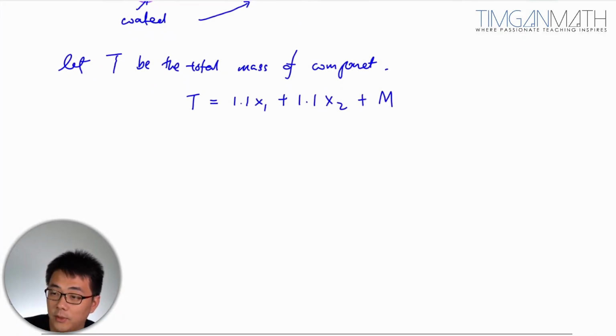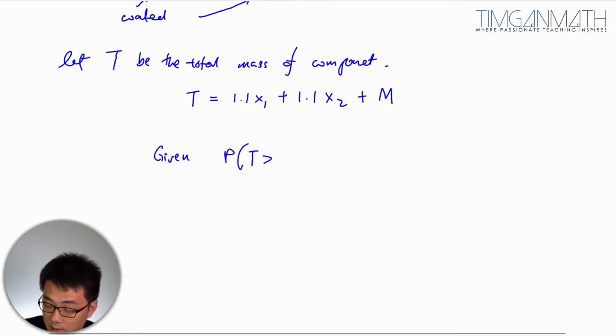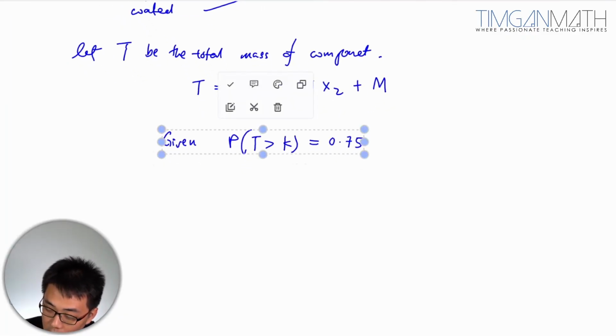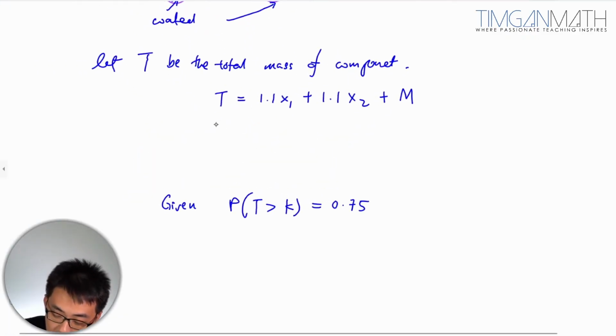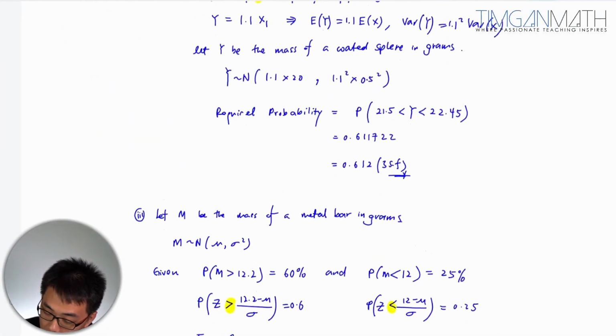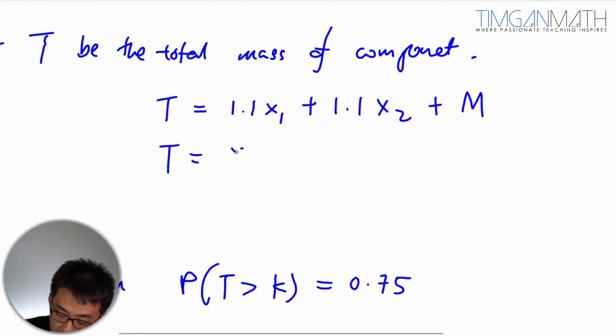And we're told that the mass consisting of 2 randomly chosen coated spheres and a randomly chosen bar is more than k gram, so given that P(T more than k grams) is 0.75. So we need to find k. Find k, stating the parameters of the distribution. Okay, great. So this case here is pretty okay, I think. So T equals, actually this is y1, right? We use y as the mass of a coated sphere. So this is y1 plus y2 plus m.